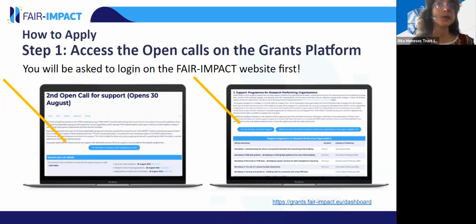Yes, you do. You need to go to the Fair Impact website. You need to create an account, your personal account, and log in. As soon as you do this, you just need to go to the official page of the open call, click on the support program you are looking for, in which in this case is the research performing organizations. And when you click on the button, the website will take you to the Fair Impact Grants platform where you will submit your application. Next slide, please, Joy.